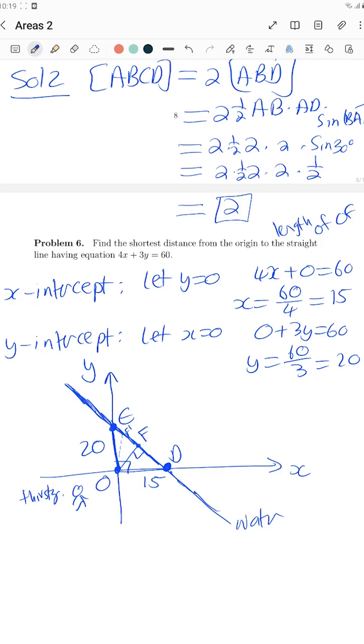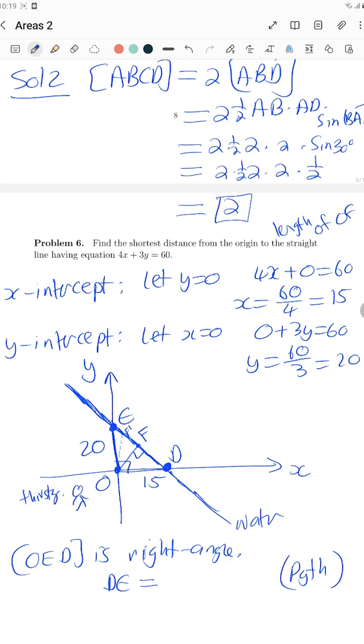Alright, now we got to do that mathematics. Now, do we have enough data to work it out? Well, we know that OED is right angled. So it means that we can calculate DE using Pythagoras. You can do it the long way. One way you can notice is that it is a multiple of the 3, 4, 5 triangle. You take the 3, 4, 5 triangle and you multiply it by 5 units.